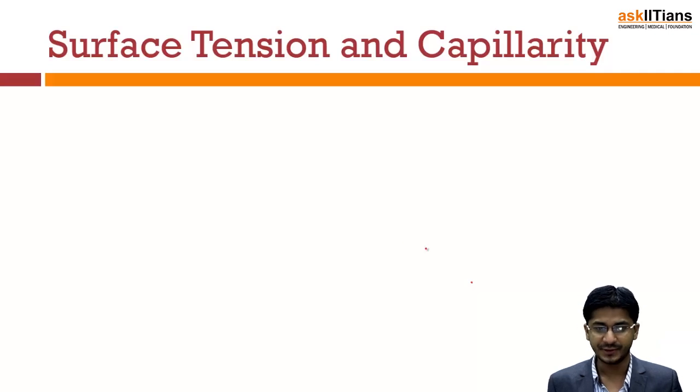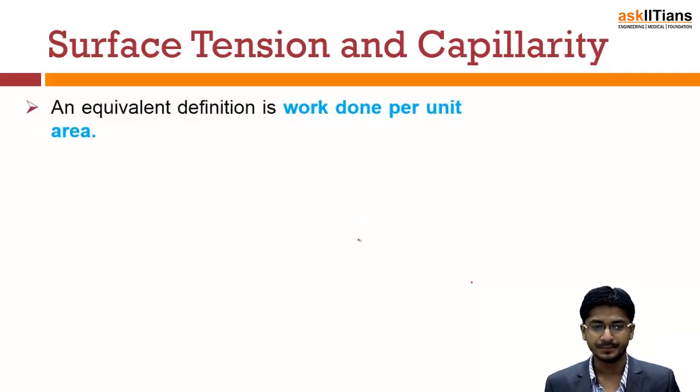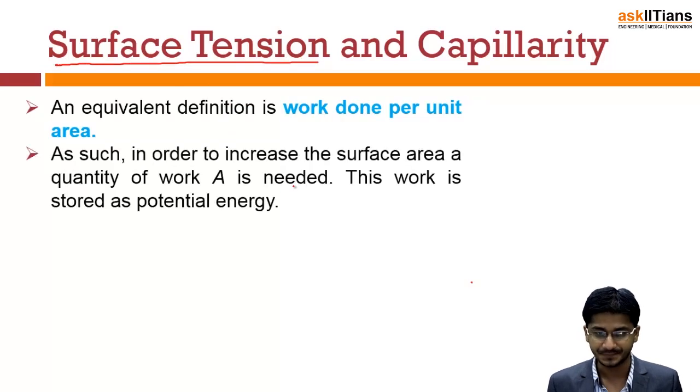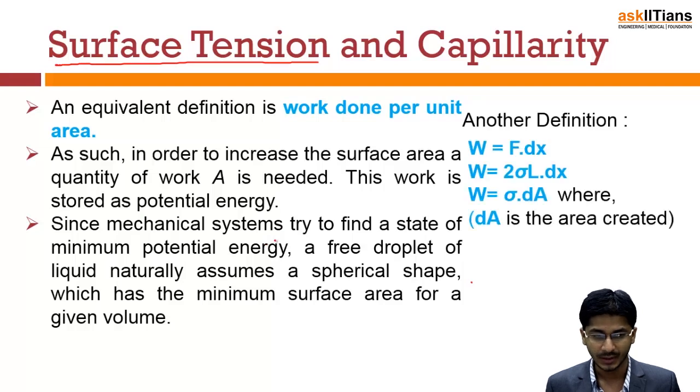Now an equivalent definition is the work done per unit area. This definition is again for the same quantity, surface tension. As such, in order to increase the surface area, a quantity of work is needed. This work is stored as potential energy. Now since mechanical systems try to find a state of minimum potential energy, a free droplet of liquid naturally assumes a spherical shape, which has the minimum surface area for a given volume.